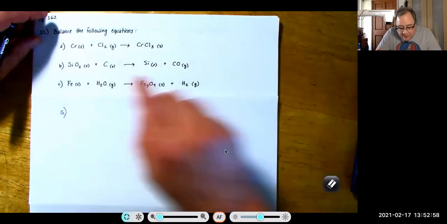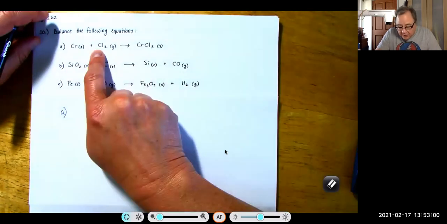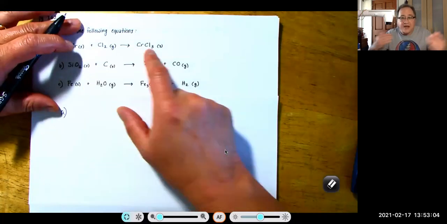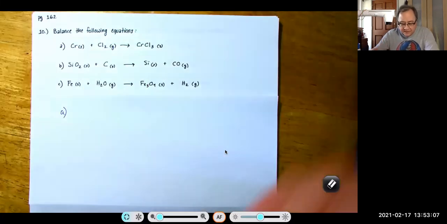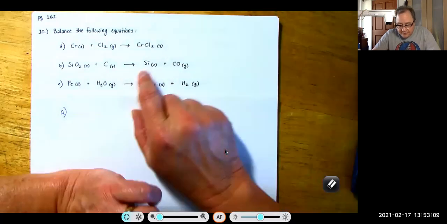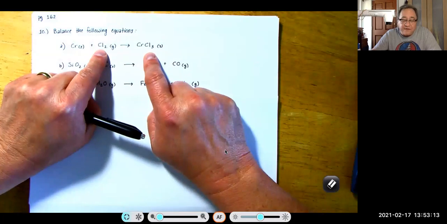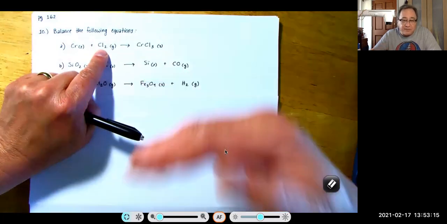Because if I double that, I get 4 and it still doesn't work. If I double that, I get 6 and it doesn't work. It goes back and forth. But let me ask you this. I've got 2 here and 3 here. Are 2 and 3 factors of some number?